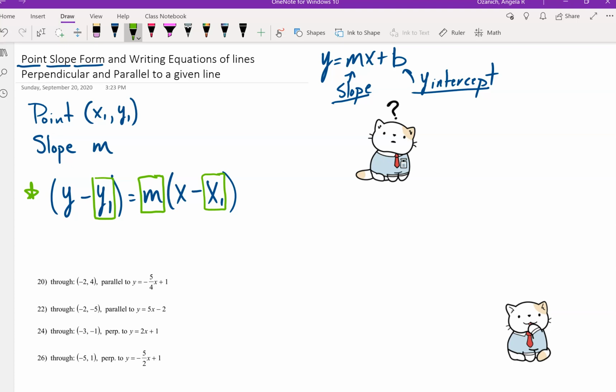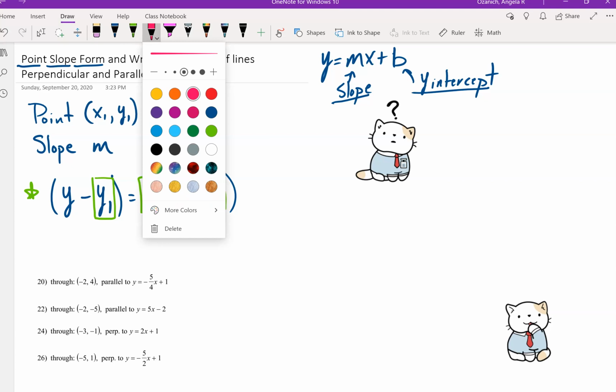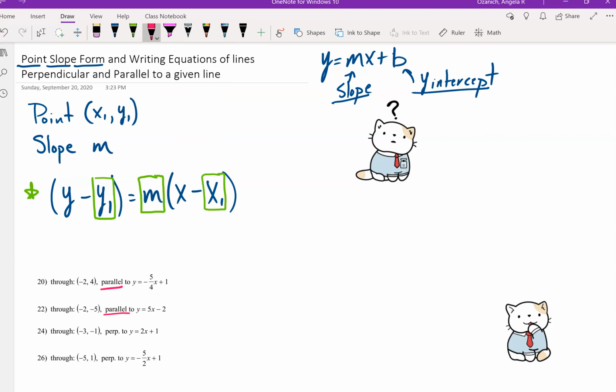Okay, so we've talked a little bit about parallel lines already in class, and we know that one of the key things for parallel lines is that they are going to have the exact same slope. Exactly equal. So for writing an equation through (-2, 4), parallel to y = -5/4 x + 1, we will first identify the slope. So my slope is equal to -5/4. And I will also identify my point that I'm going to be using. And the point that I'm going to be using is given right here. It's (-2, 4). And then I'm going to place all of these numbers into my formula.